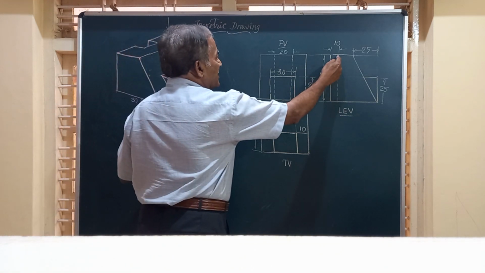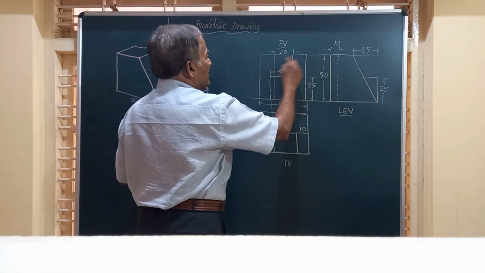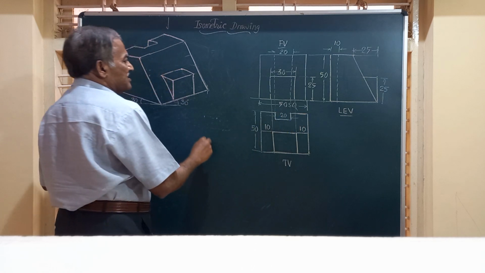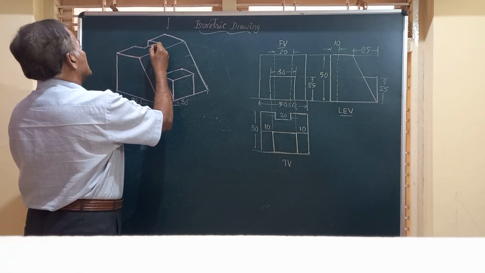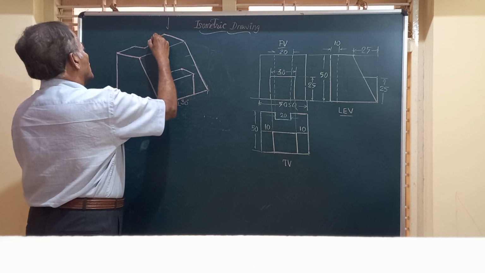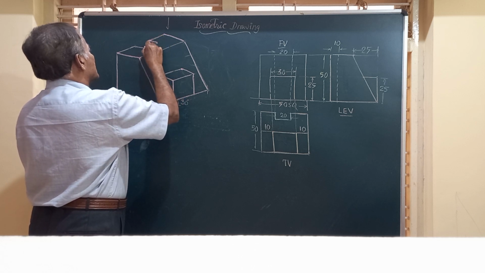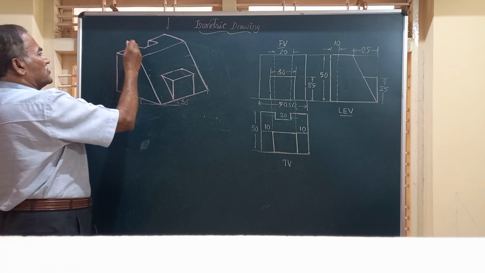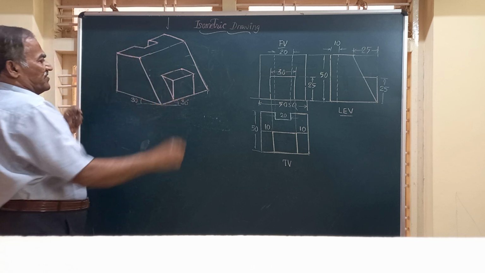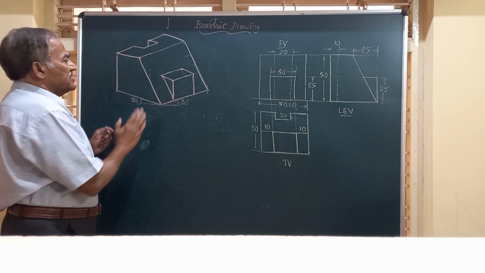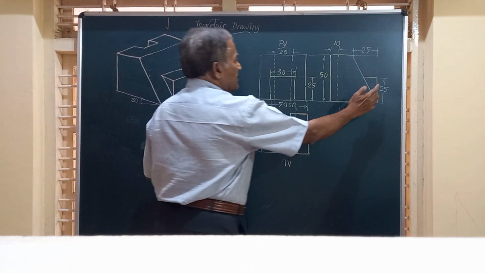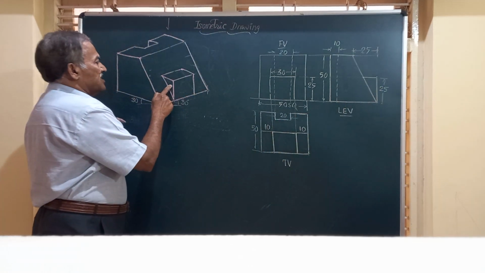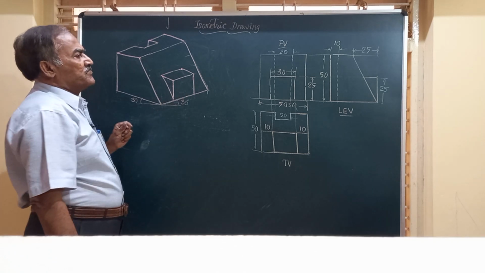Then this dotted line at a distance of 10 millimeter indicates that there is a cutout on the top face. It is starting from the top and exists till the bottom. So this is also satisfied. And friends, this projection from the sloping surface is this triangle, that is what we have shown here.